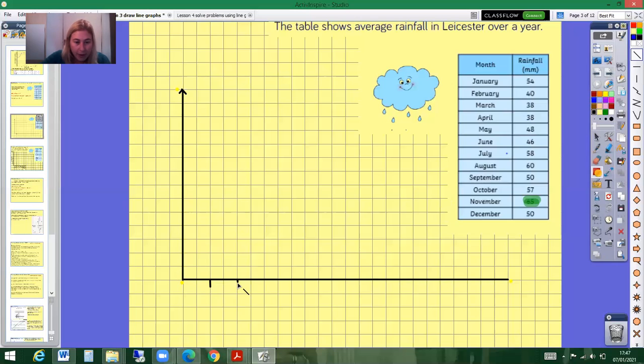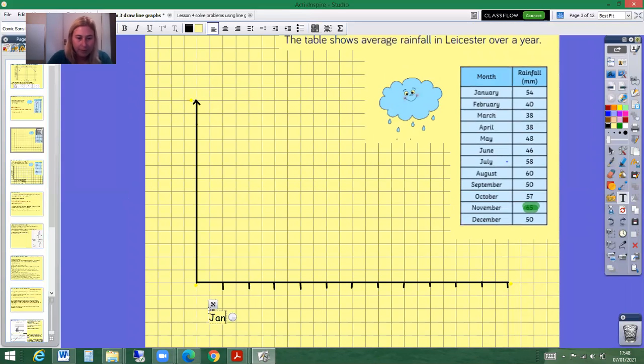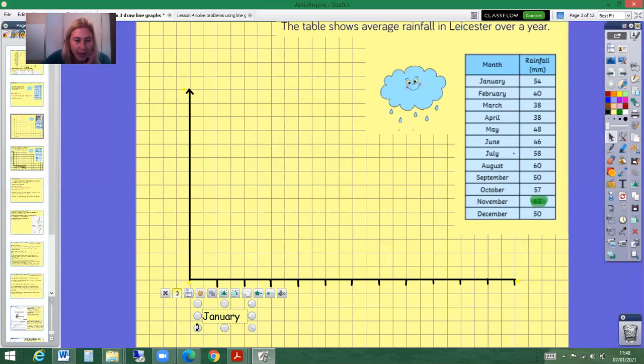Okay, so that would be January, February, we would have March, April, May, June, July, August, September, October, November, December. Now your little marks will be a lot neater than mine, because you'll be using a ruler and you won't be using a mouse to try and draw. So I won't label them all, but just so you can see, I would label the first one as January.